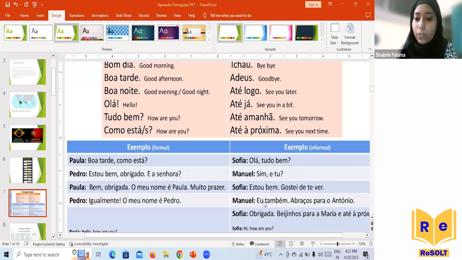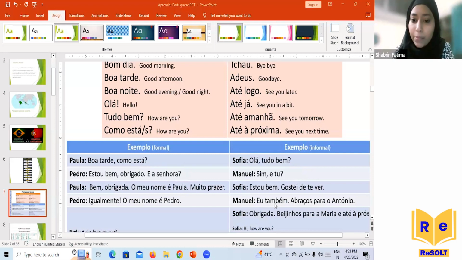E tu? So you can see here we are using tu. That is quite informal. Tu is the informal form. So he is using tu. So e tu means and you. Okay, this is the question.